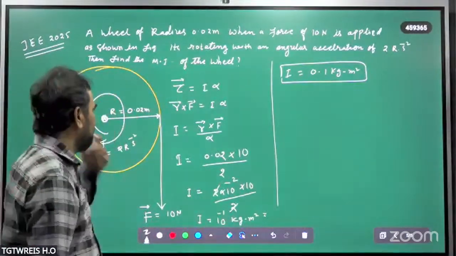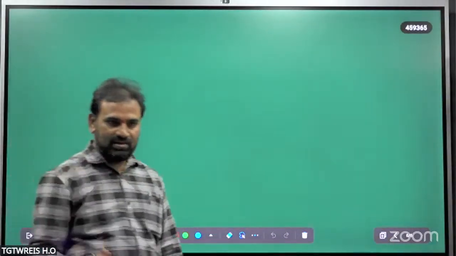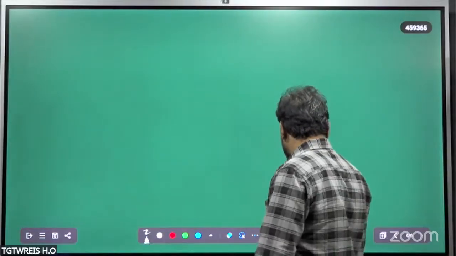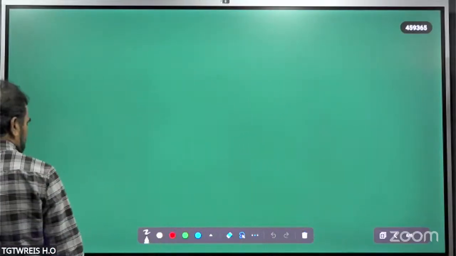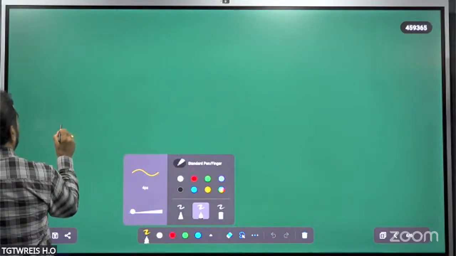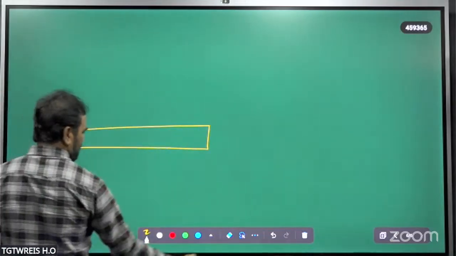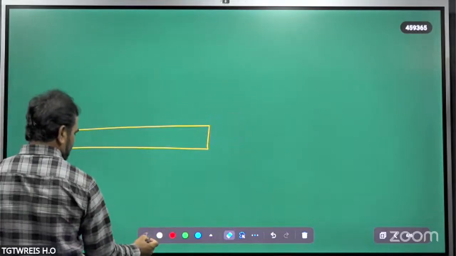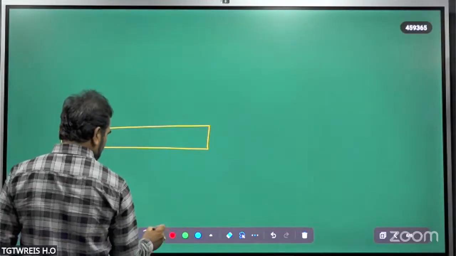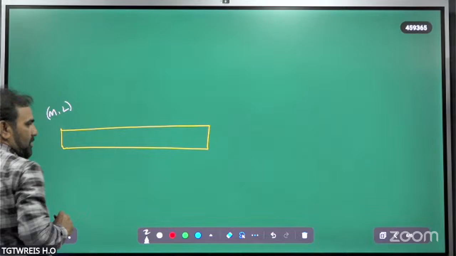Okay, look. The next problem, based on the concept of moment of inertia, is this. Suppose you consider a rod here. This is a rod of length L and mass M.